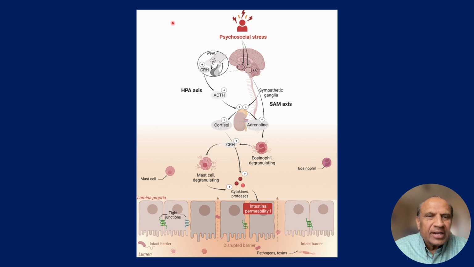Another cause for the tight junctions to be abnormal is psychological stress. The stress can affect the tight junctions by two separate mechanisms. Stress may stimulate the hypothalamic pituitary axis, or it can stimulate the sympathetic ganglions or SAM axis, both of which ultimately will lead to eosinophil or mast cell degranulation, which will lead to release of cytokines or proteases, which will then affect the tight junctions and increase intestinal permeability.